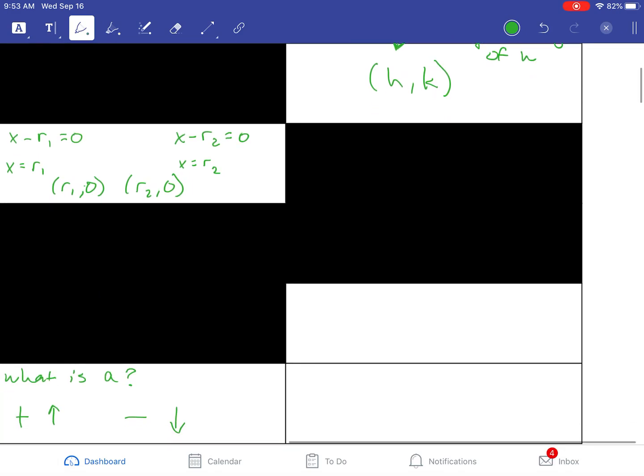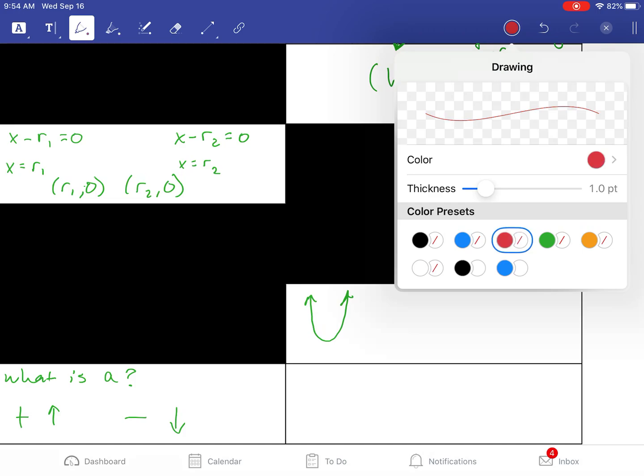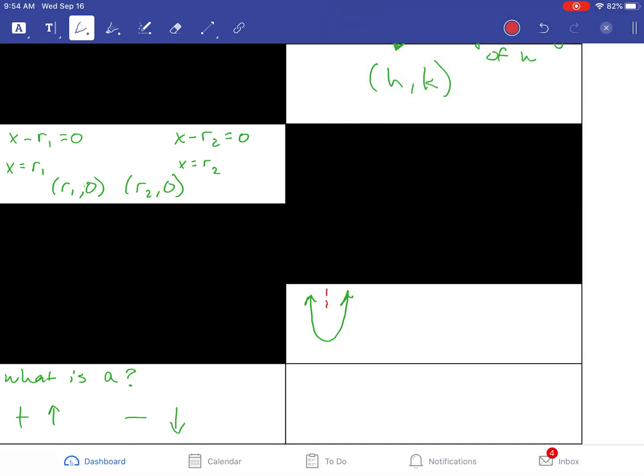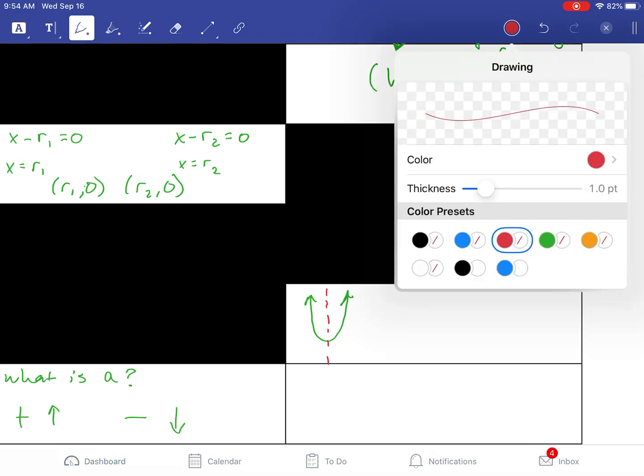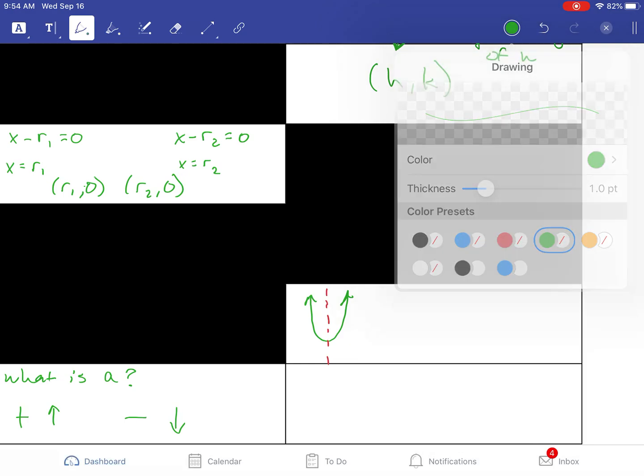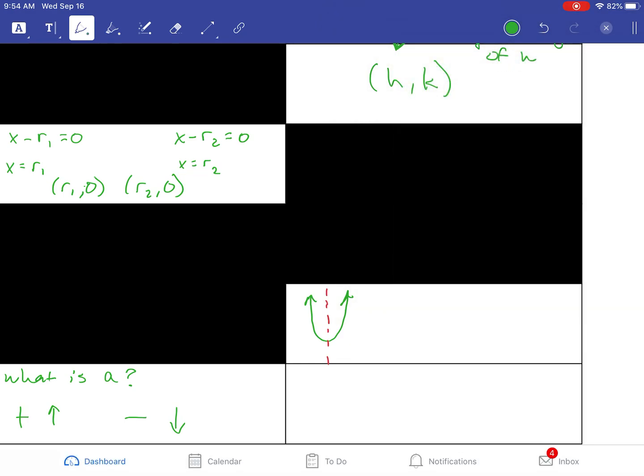Next is the axis of symmetry. The axis of symmetry is if you take a graph, there's our graph of a parabola, for example, and we draw an imaginary line straight through the graph to cut it in half evenly. There's our axis of symmetry, that red dashed line. That red dashed line is a graph of a line.